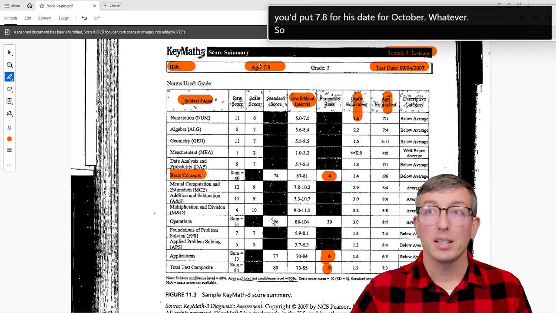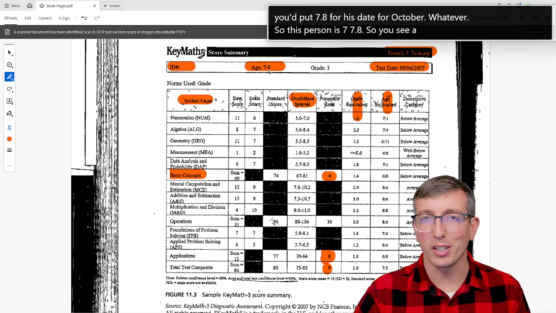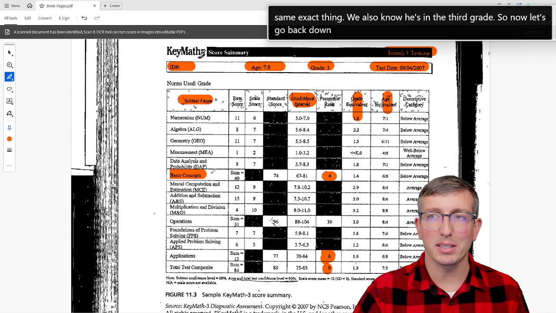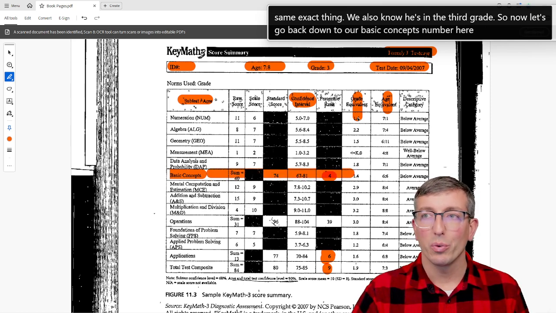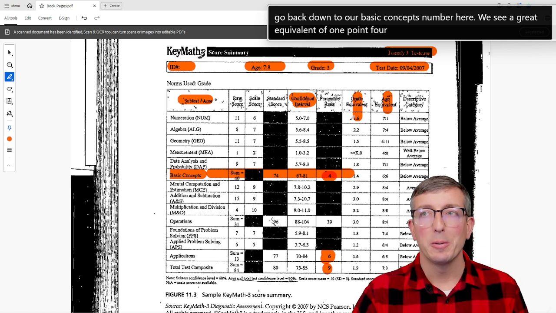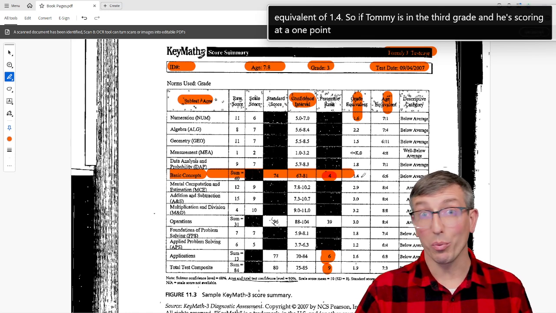So this person is 7.8. You see a colon here, but that means the same exact thing. We also know he's in the 3rd grade. So now let's go back down to our basic concepts number here. We see a grade equivalent of 1.4. So if Tommy is in the 3rd grade and he's scoring at a 1.4, what does that mean?